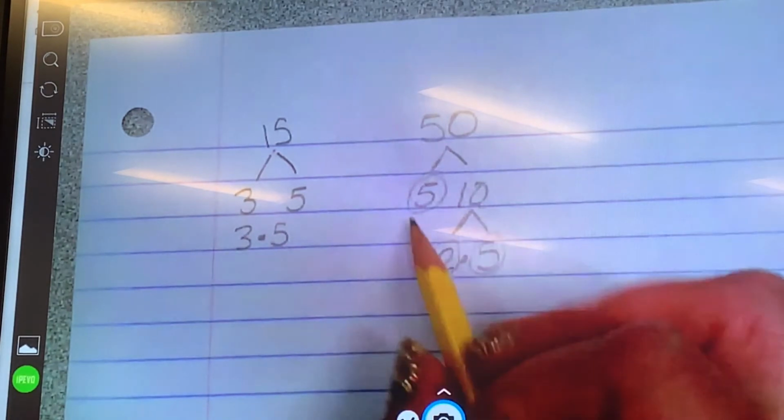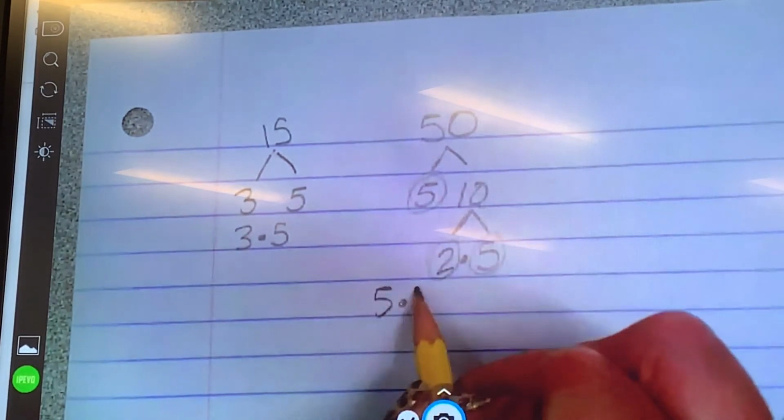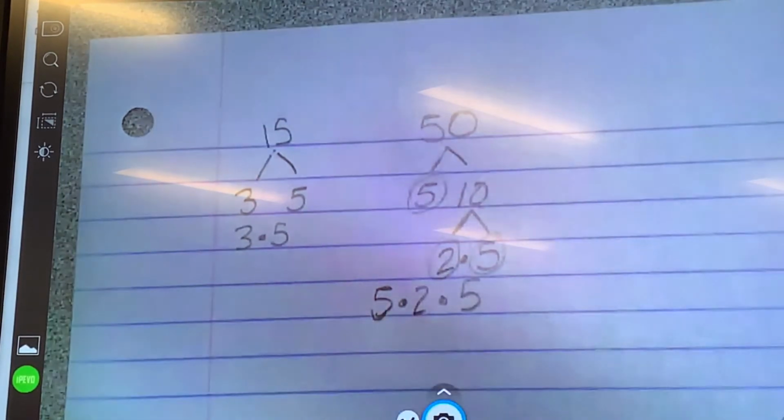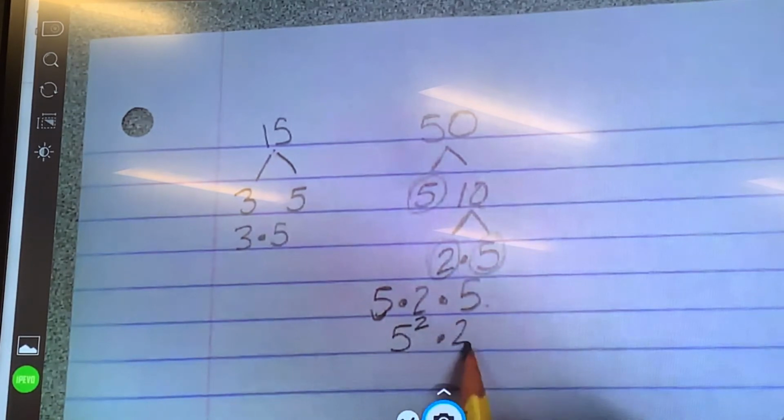So we have 5 times 2 times 5. Well, I have 5 twice, so my base is 5, and I have it 2 times, so 5 squared times 2 equals 50.